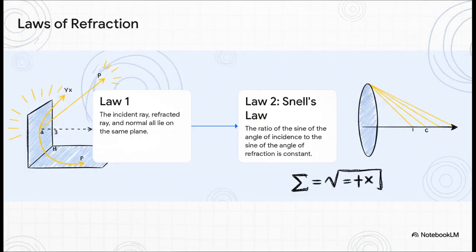And hey, just like reflection, refraction has its own set of rules. The first one is basically the same. The incoming ray, the bent ray, and that imaginary normal line are all on the same flat plane. The second rule, though, is the important one. It's called Snell's law. And really, it's just a formula that tells us exactly how much that light is going to bend, depending on the two materials it's traveling through.